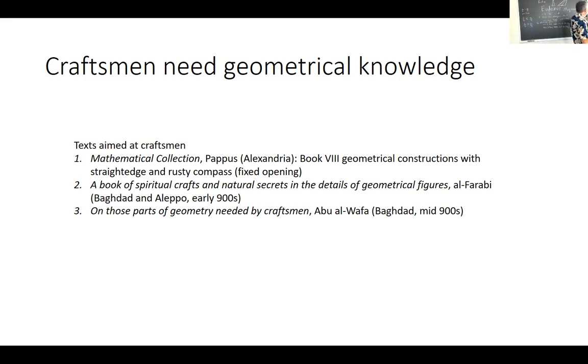So there was a Hellenistic mathematician, Pappus, in Alexandria. I think it was in the 300s or 400s. He wrote a treatise called the Mathematical Collection. And in book 8, which was available in Arabic, he talked about geometrical constructions with a straight edge and a rusty compass. By a rusty compass, it just means you have a compass and you can't change the radius of the circle that you draw. Okay?